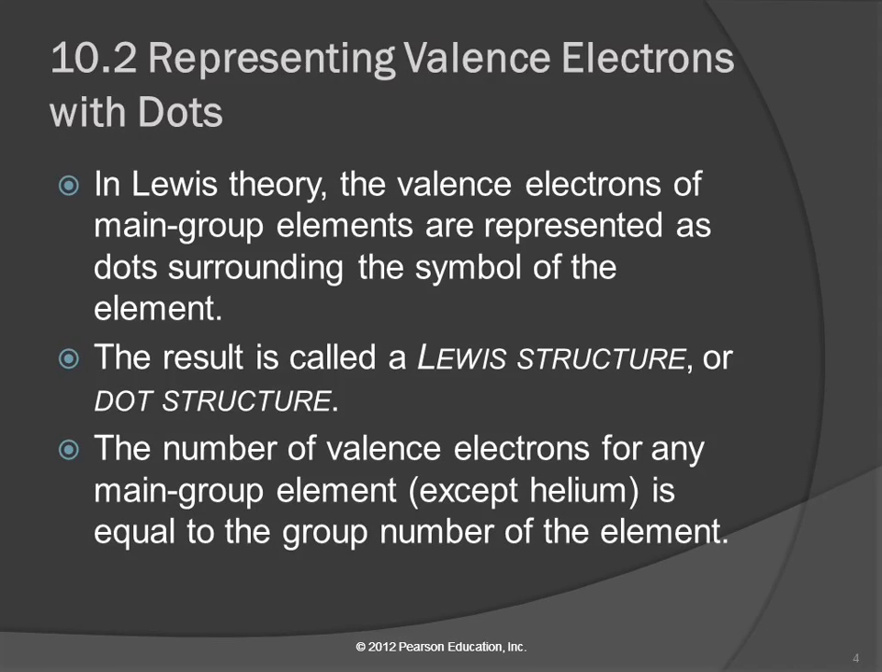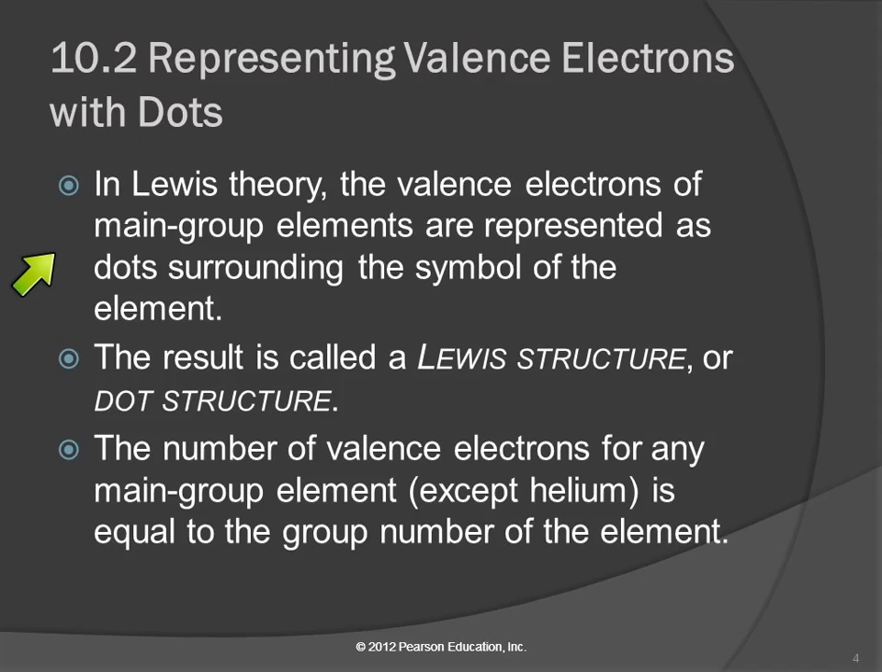So in Lewis theory, we're going to represent valence electrons as dots. And one of the things I like about Lewis theory is we can actually draw pictures and feel like we're seeing what's going on. So for Lewis theory, we're just going to use it for the main group elements, and we're going to stick to the stuff that's pretty predictable. Lewis theory does not work for everything, but it's really useful for some things.